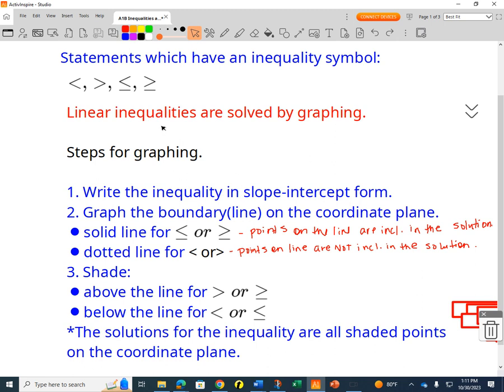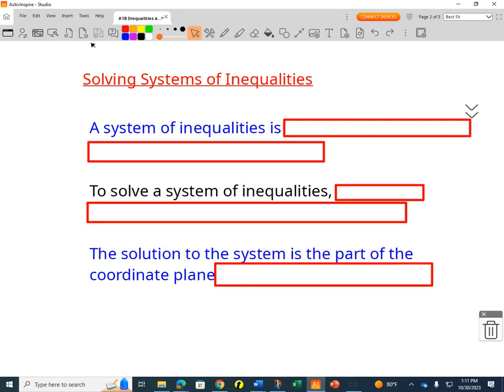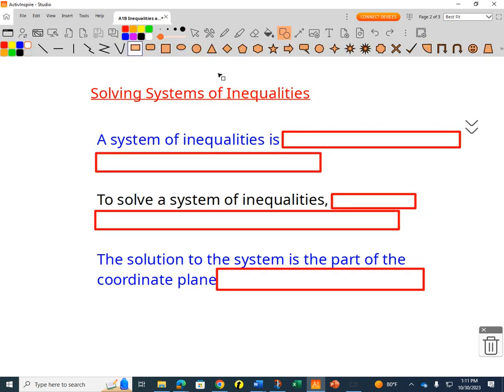Right, so today we're learning about systems of inequalities, and I actually don't like that. Let's just cross that out. Just write systems of inequalities. So a system of equations is two or more equations that have the same variable, if you recall.